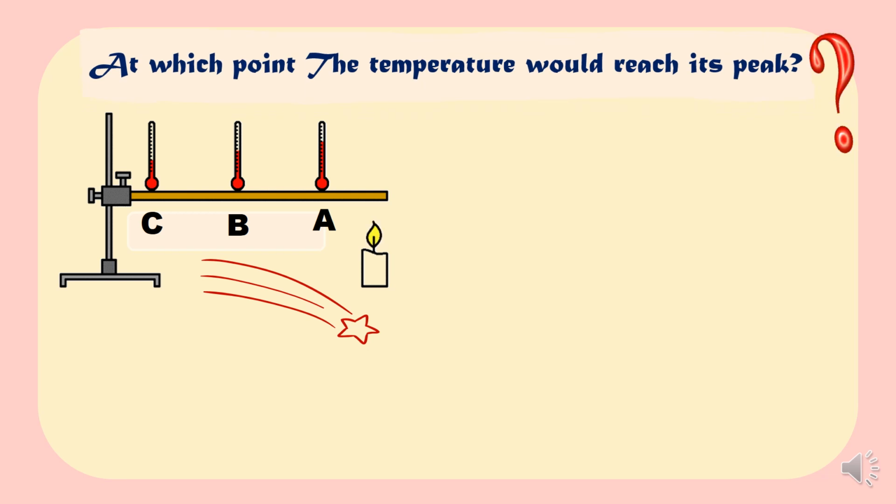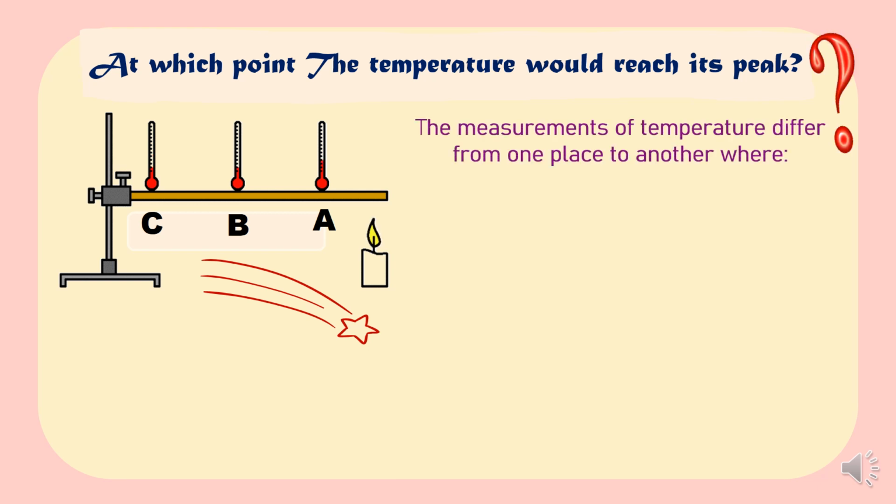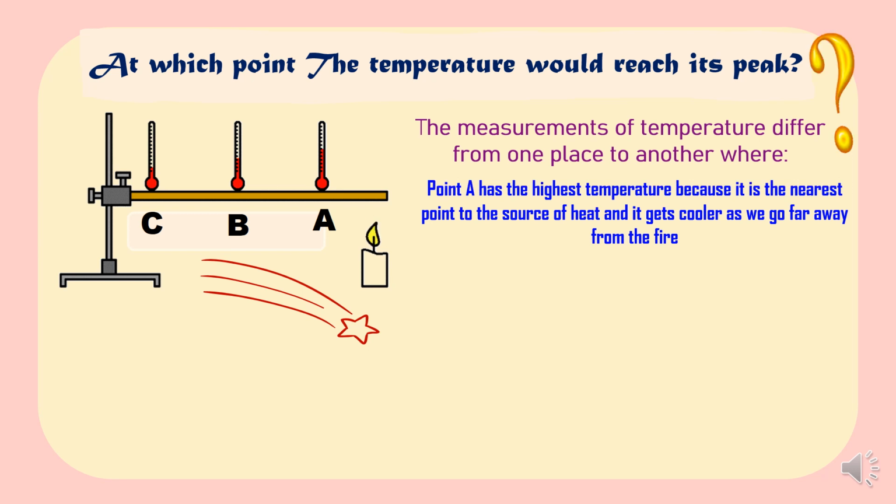So, look at this picture and tell at which point the temperature would reach its peak. The measurement of temperature differs from one place to another, where point A has the highest temperature because it's the nearest point to the source of heat, and it gets cooler as we go far away from the fire.